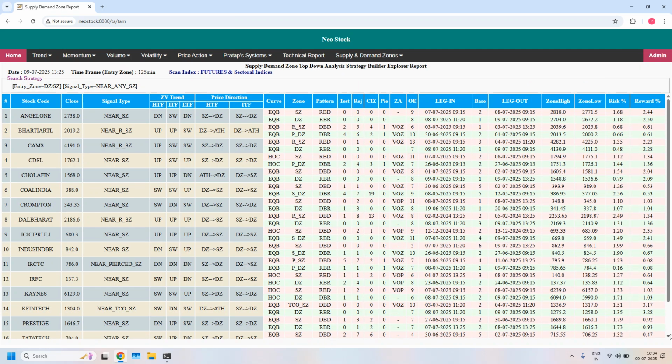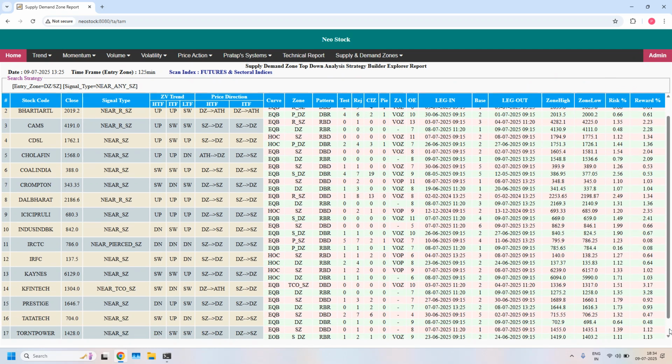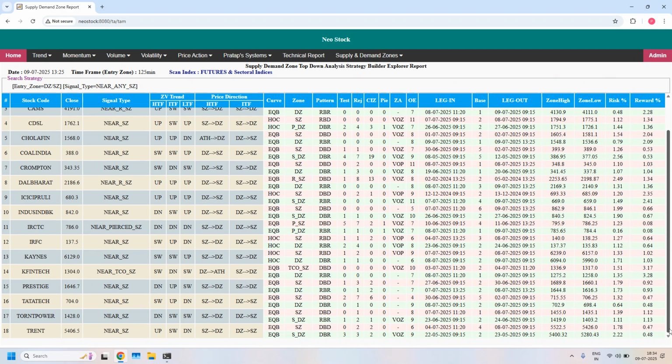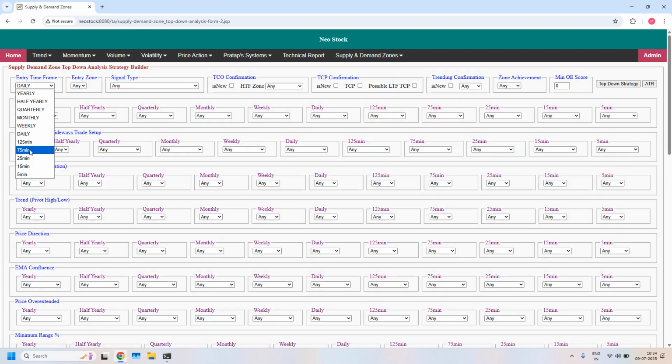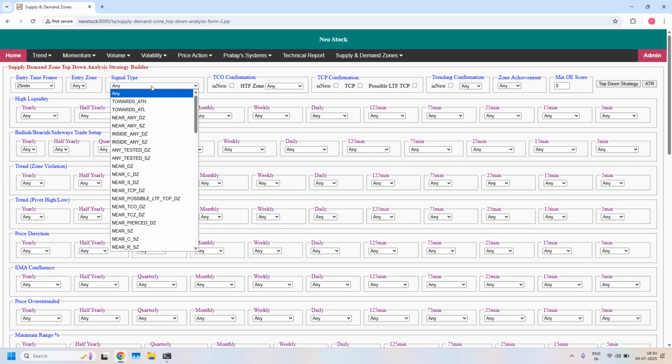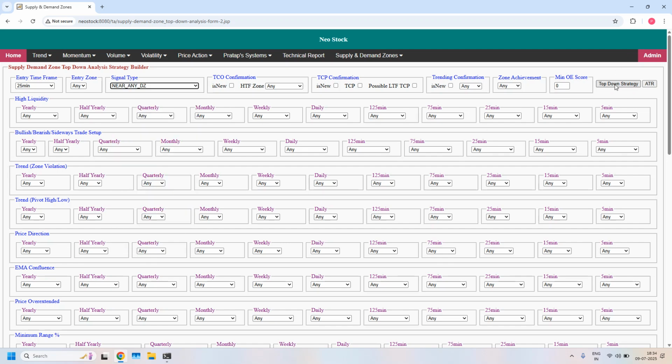We got the first 15 stocks in the list. Scrolling the list down. So total 18 stocks are filtered. Next time frame is 75 minutes, already generated in the beginning of the report. So the next time frame is 25 minutes. Stocks near 25 minutes demand zone.